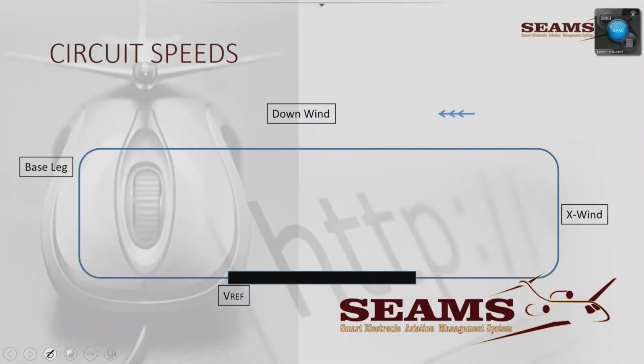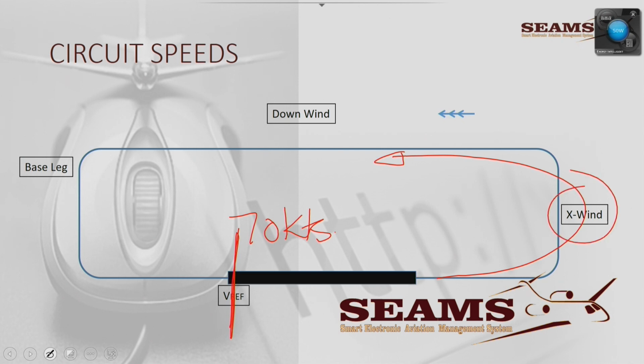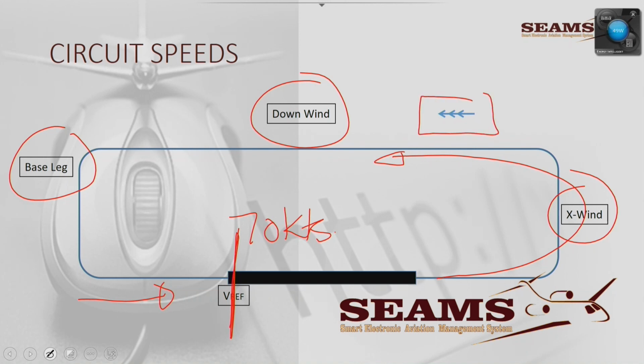So now we get to the part where we've got to start using the figures that we've got. At this stage, we looked at the VREF. If you can remember, we worked it out at 70 knots. That is what we want here. There's the runway. We're flying around the circuit this way: crosswind, downwind, base leg. This is the final approach, and there you've got the wind indication.